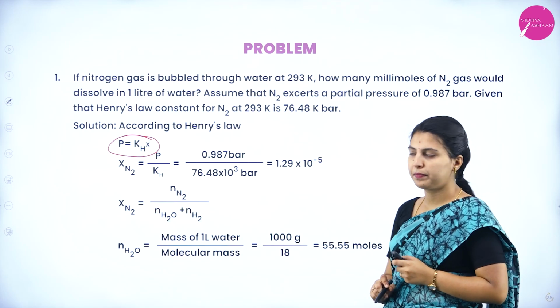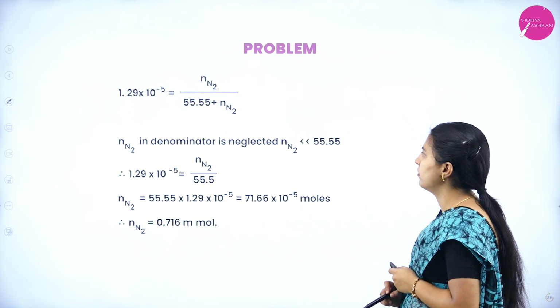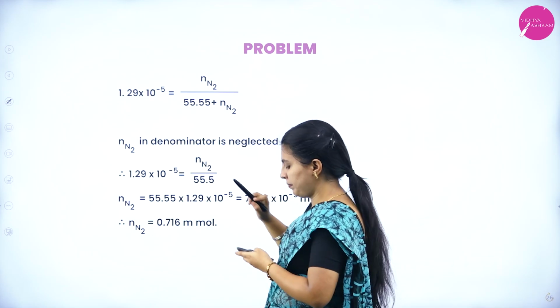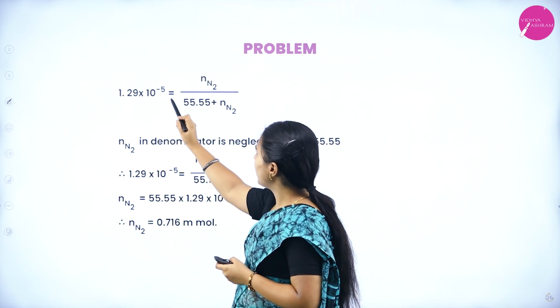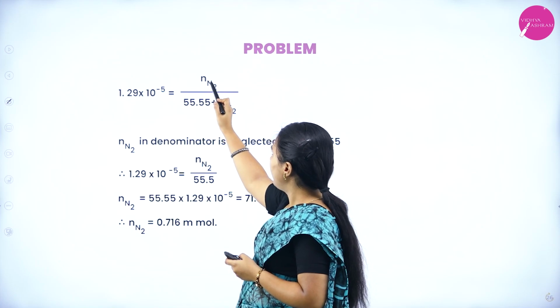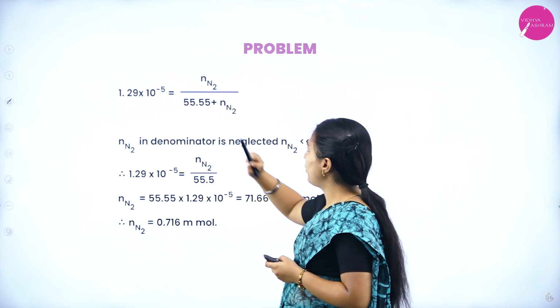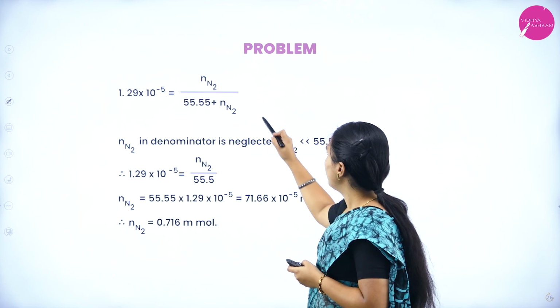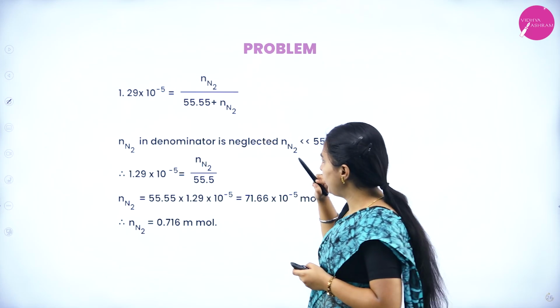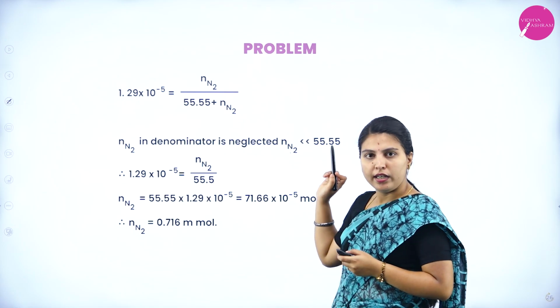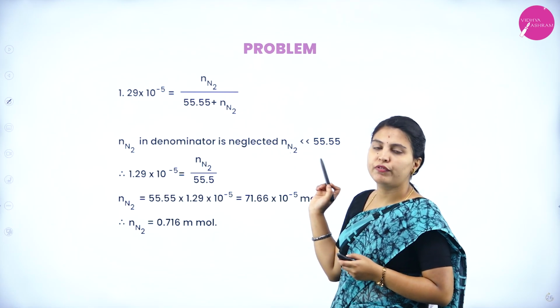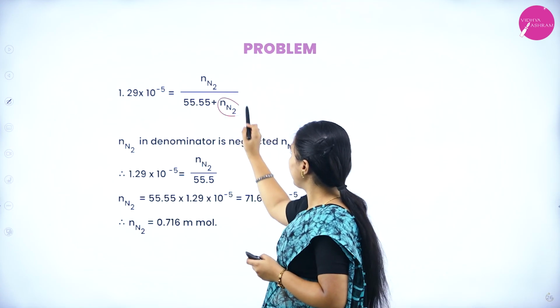That is 55.55 moles, and you got the moles of water. So 1.29 into 10 to the power of minus 5 equal to the number of moles of N2 divided by 55.55 moles of water plus moles of N2. The N2 in the denominator is neglected because moles of N2 is much less than 55.55, so it will be neglected.